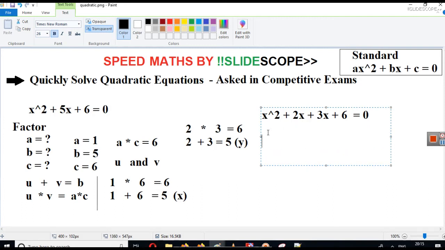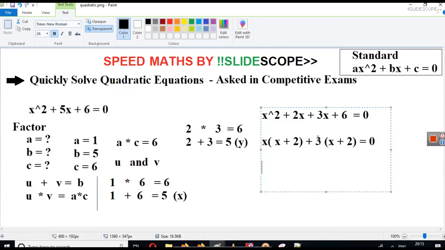Now we can take x common in the first part, and this will become x plus 2. If you multiply x by x, it will be x square plus 2x. So it will again become the same thing. Then we can take 3 common here, and it will become x plus 2 is equal to 0.